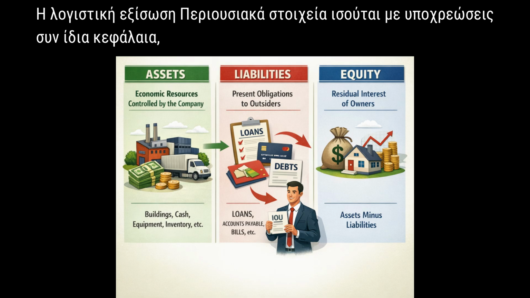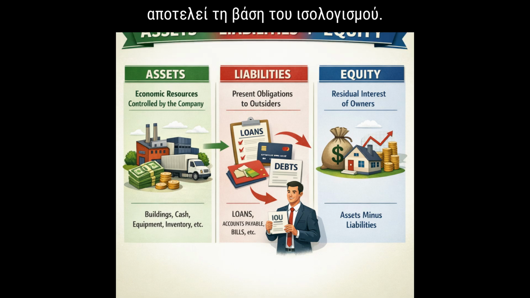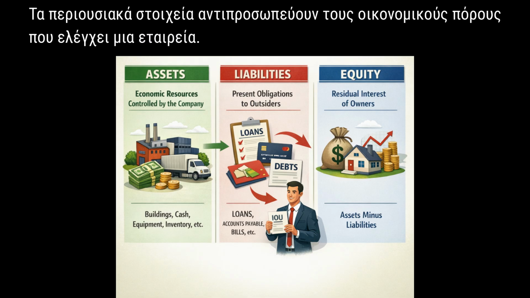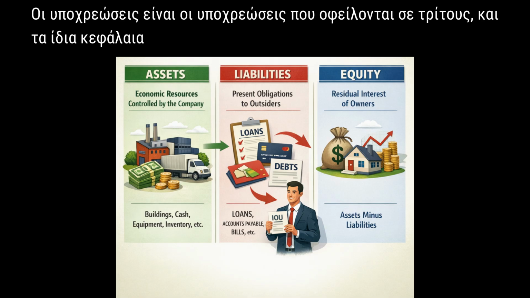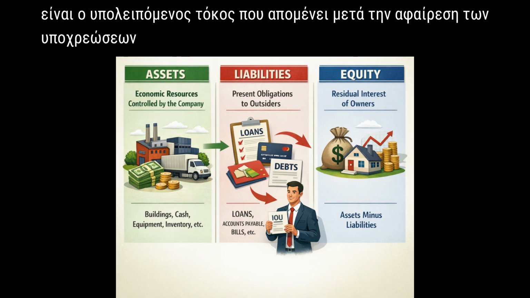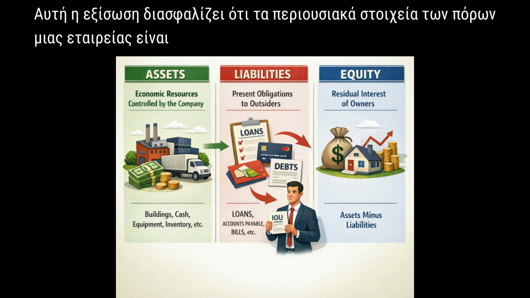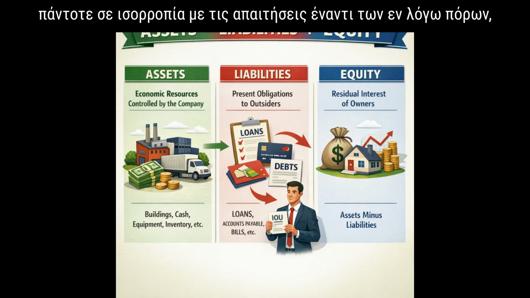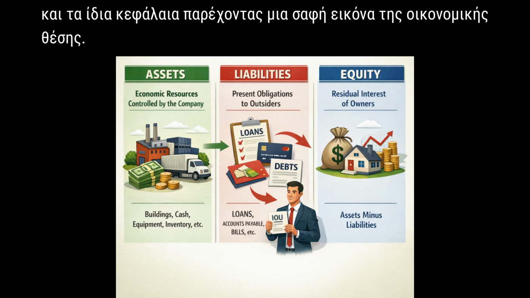The accounting equation, assets equals liabilities plus equity, forms the foundation of the balance sheet. Assets represent the economic resources a company controls. Liabilities are the obligations owed to outsiders, and equity is the residual interest remaining after liabilities are subtracted from assets. This equation ensures that a company's resources (assets) are always balanced with the claims against those resources (liabilities and equity), providing a clear snapshot of financial position.